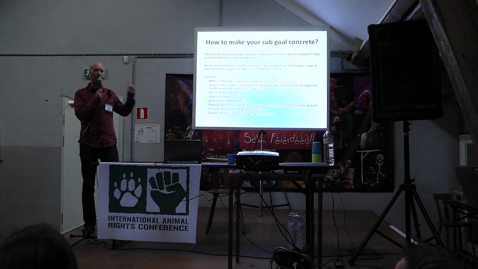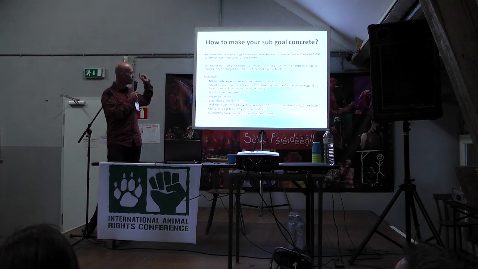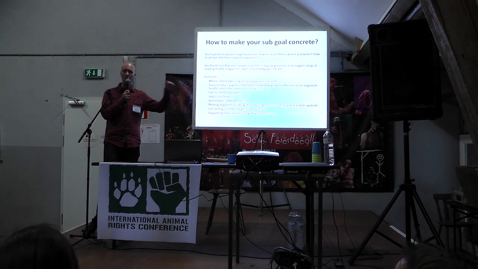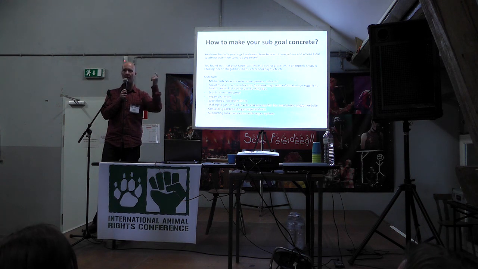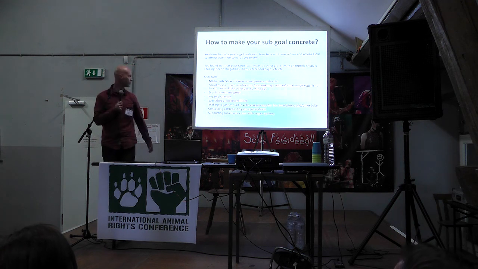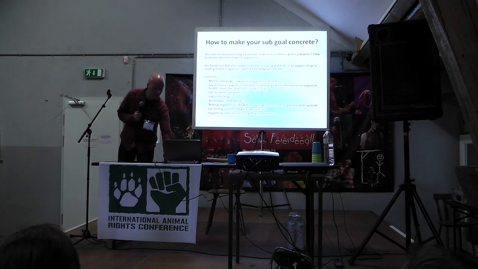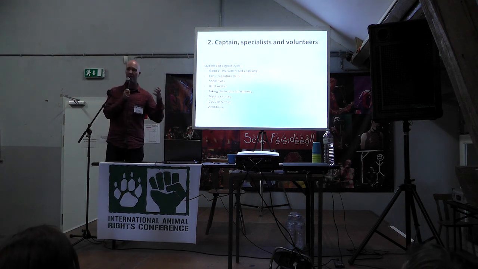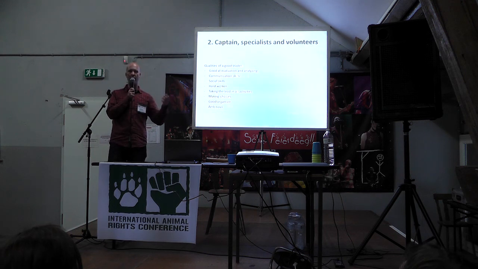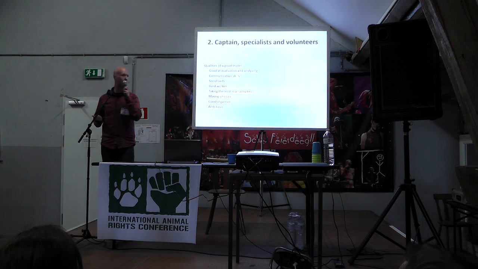So if you want to promote veganism, then you should set up a sub-goal and make it concrete in order to reach your primary goal, which is making a social change. What is really vital, especially with the Anti-Vivisection Coalition, if you have any ambition to set up a national organization, is that there is a captain, a specialist, and volunteers.